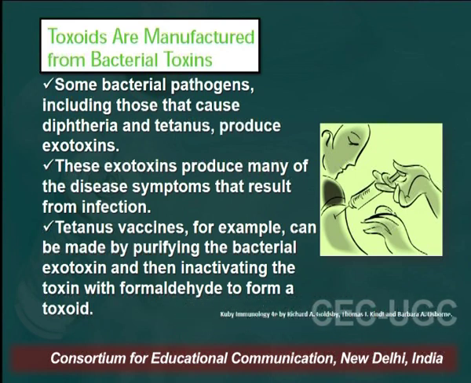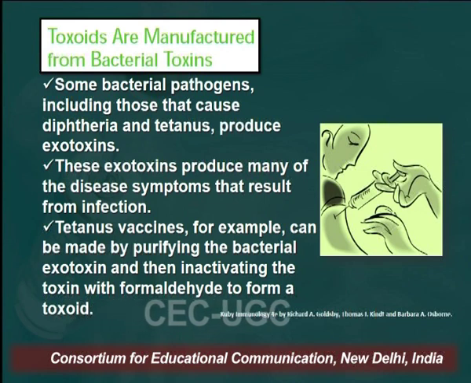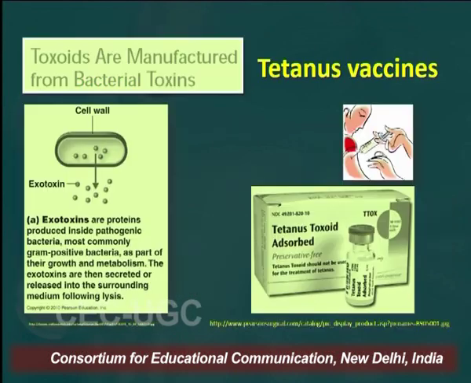So we can see the example here, the tetanus vaccine, which is an example of the use of toxoids. So these exotoxins were isolated, purified from the bacteria, and then inactivated with the help of formaldehyde. So there was a chemical treatment given to form the toxoid. Now these toxoids, whenever they were injected, give the person protection from bacterial pathogens such as diphtheria or tetanus.